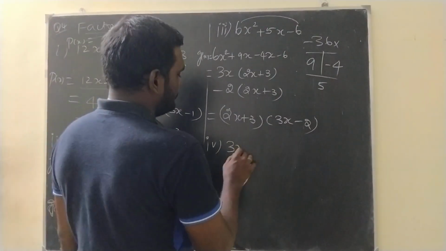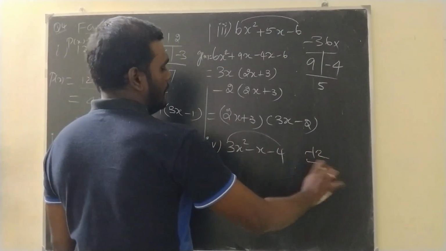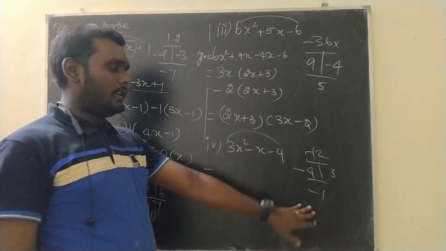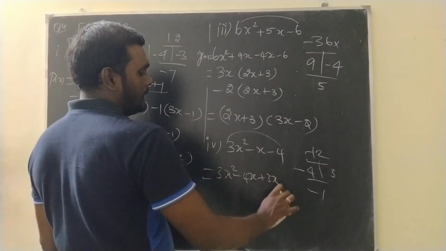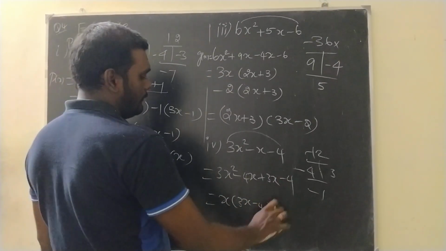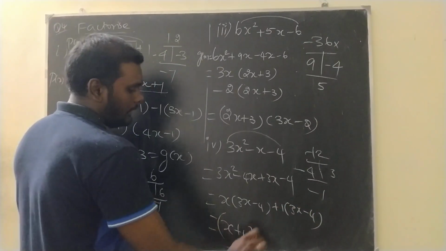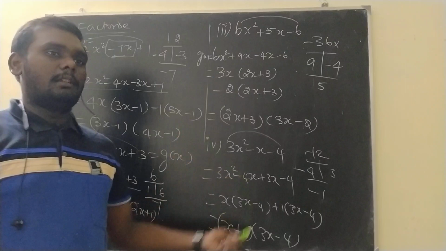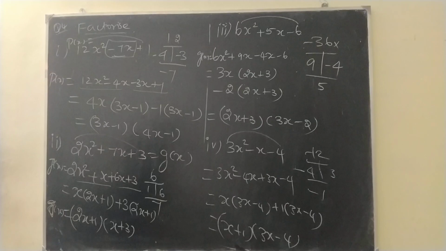3x minus 4. 3 4s are 12, minus 1. 4 3s are 12; the big number gets negative as the addition is negative. So we have 3x square minus 4x plus 3x minus 4. From these two, x only can be taken out, 3x minus 4. From this, 1 can be taken out, 3x minus 4. So we have x plus 1 into 3x minus 4, and that is how we have to factorize by splitting the middle term for the quadratic polynomial. That is all.